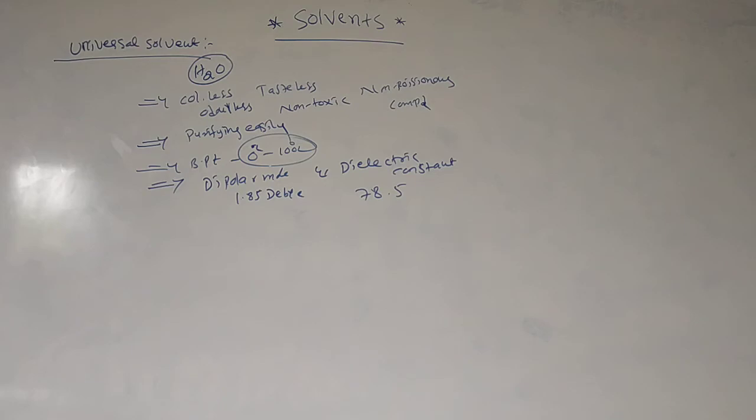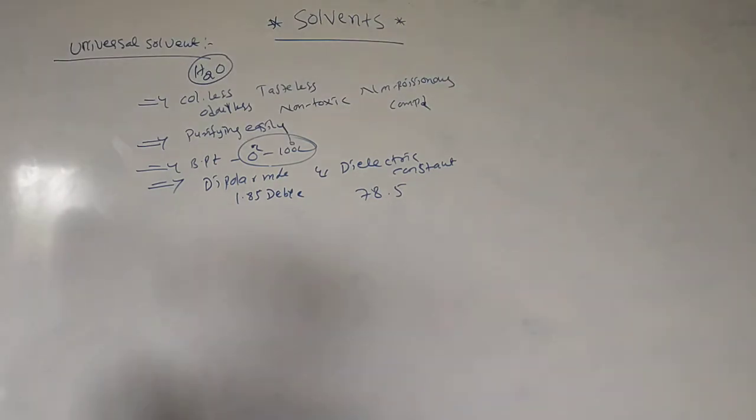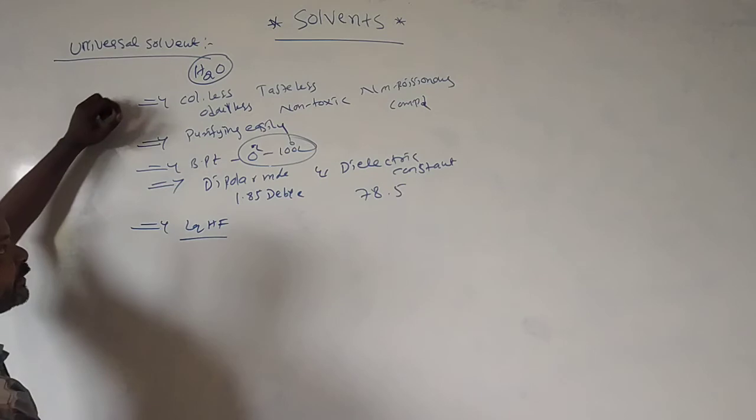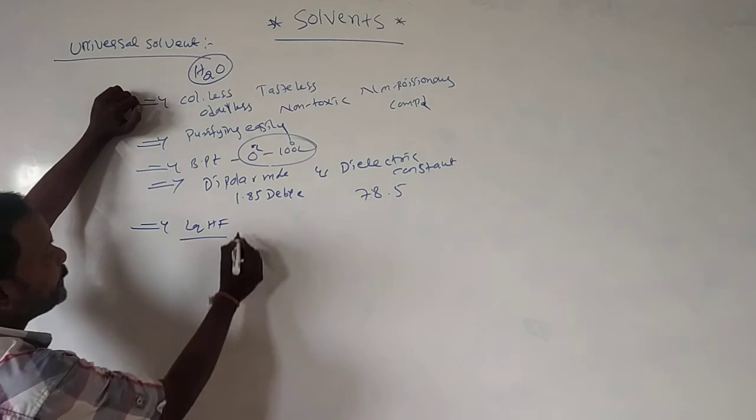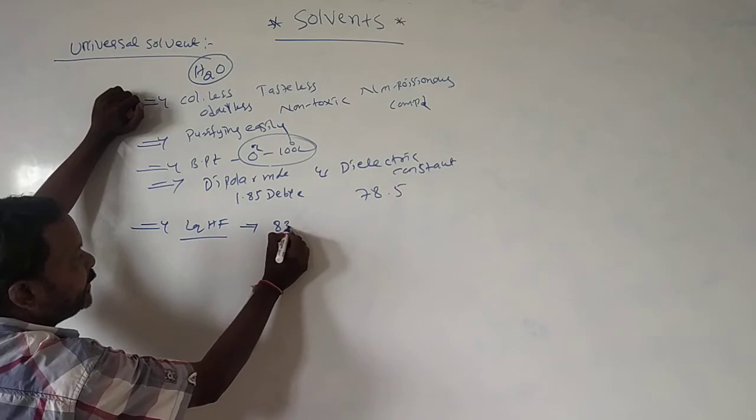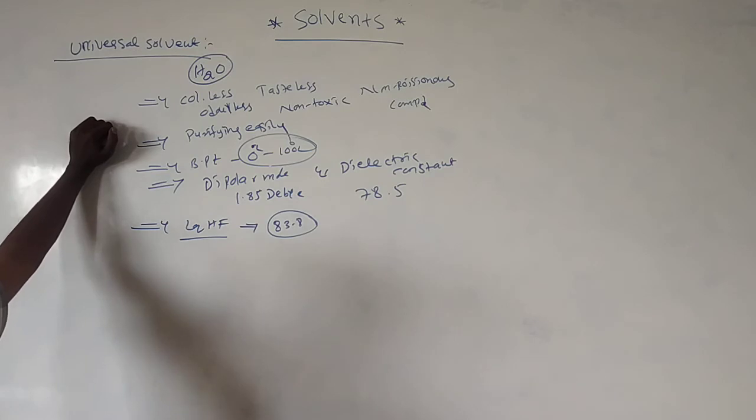That's why it is considered as a universal solvent. And hydrofluoric acid is there, liquid hydrofluoric acid. It exhibits a dipole moment value more than this one. Dielectric constant value 83.8. Liquid hydrogen fluoride dielectric constant value is 83.8.